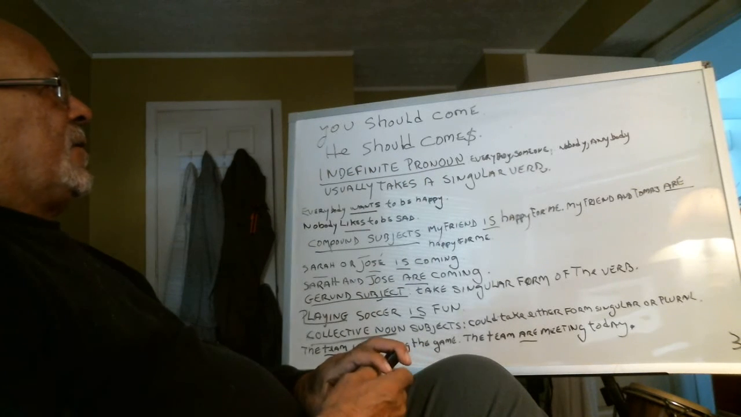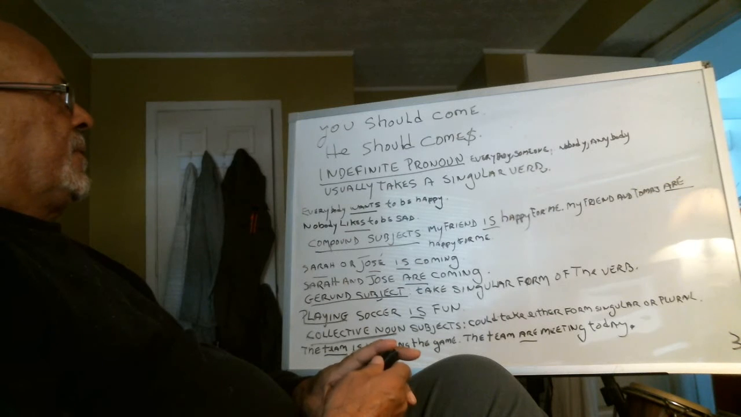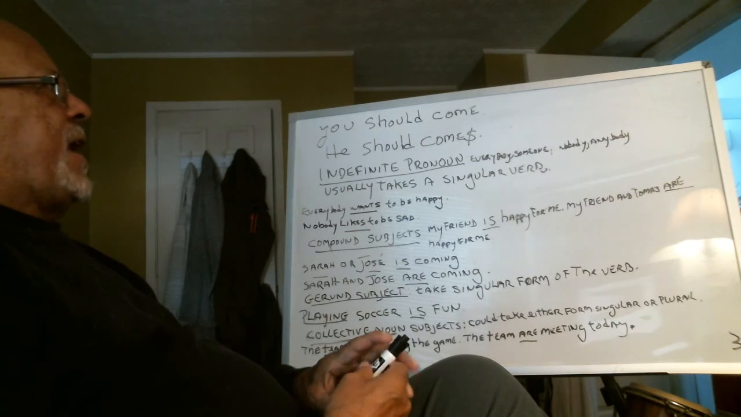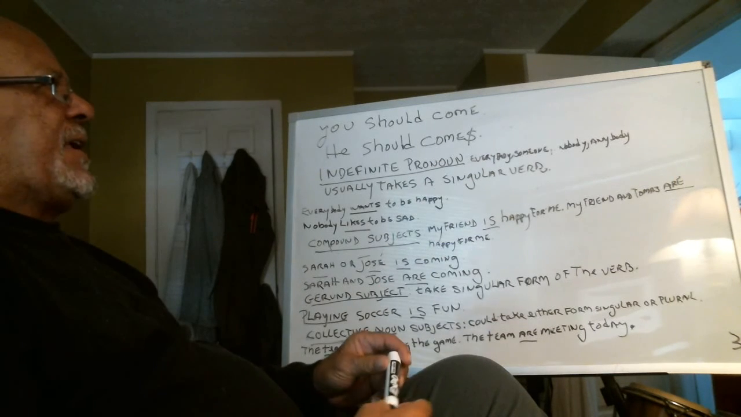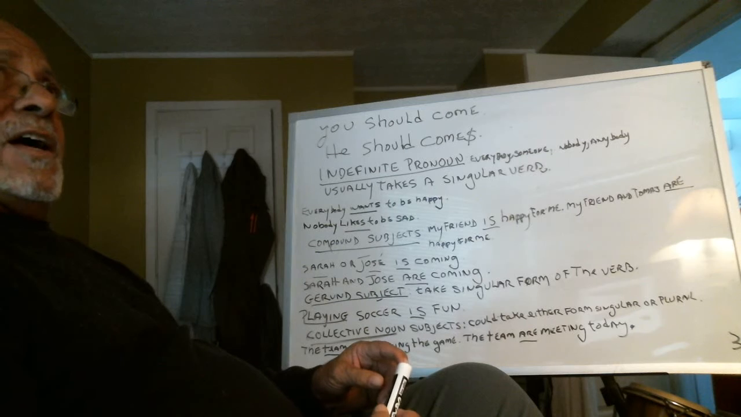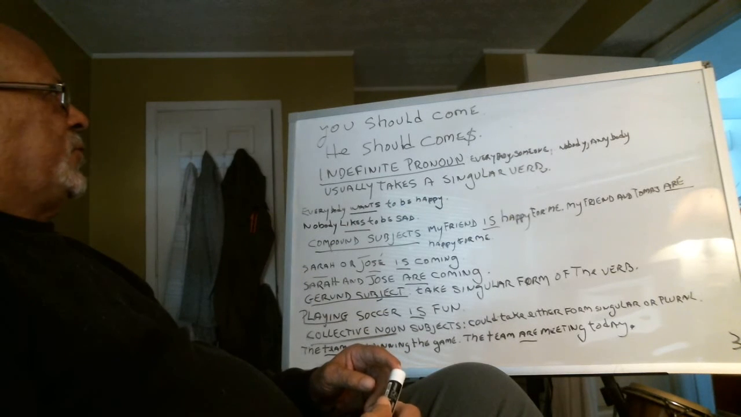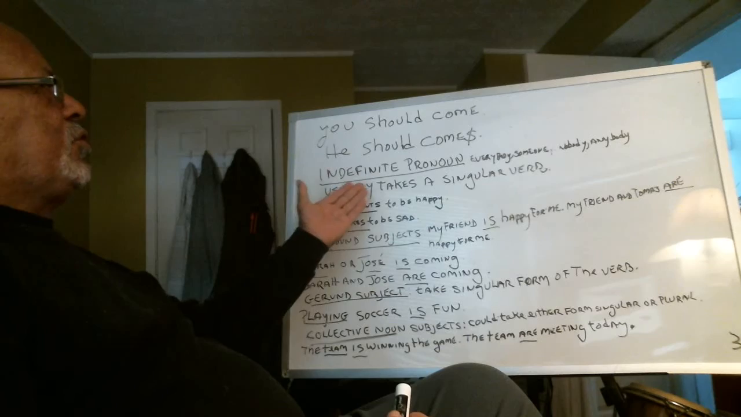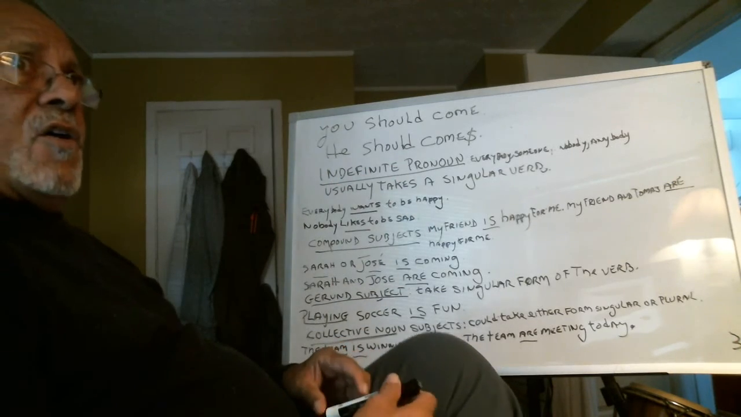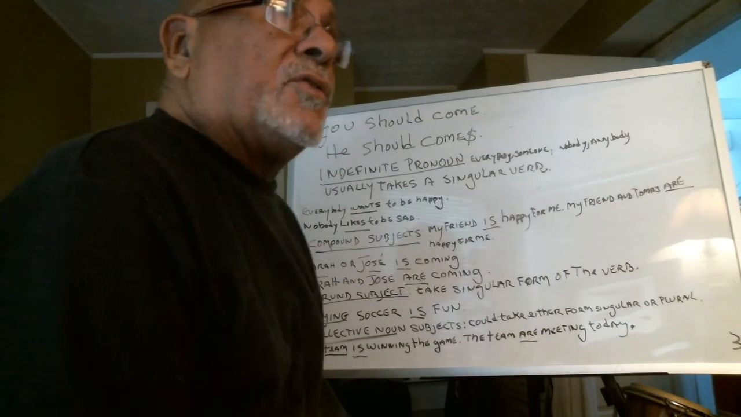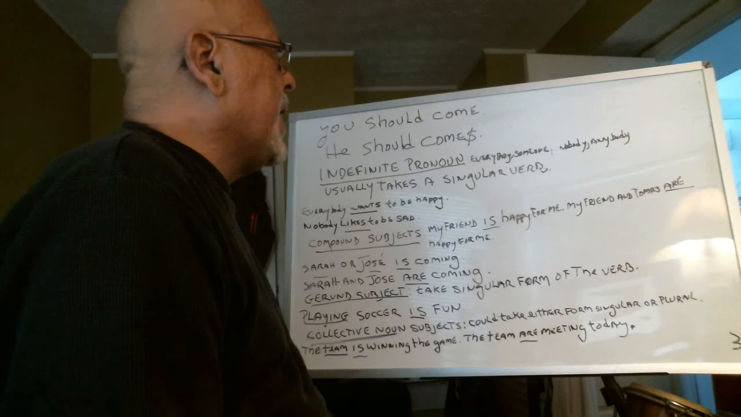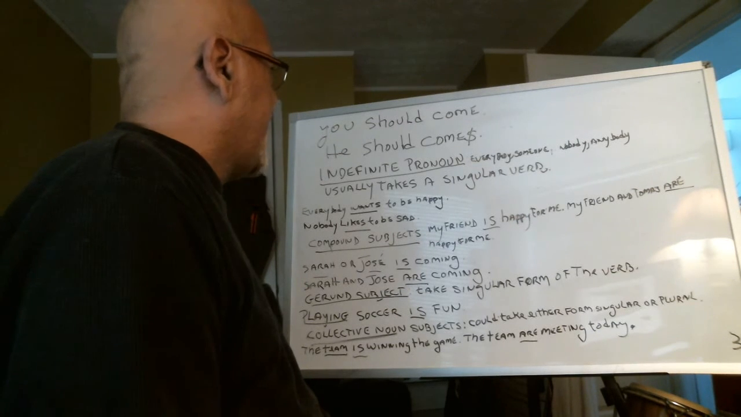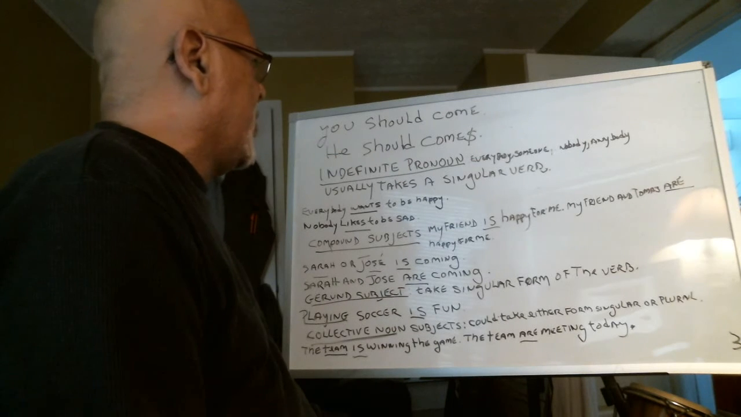Indefinite pronouns. Everybody, someone, nobody, anybody. Those are some indefinite pronouns. They usually take a singular verb. Okay, indefinite pronouns. Examples: everybody, someone, nobody, anybody. They usually take a singular verb.